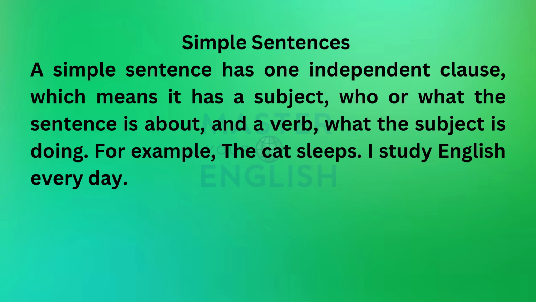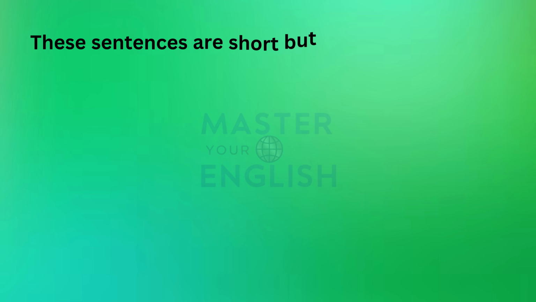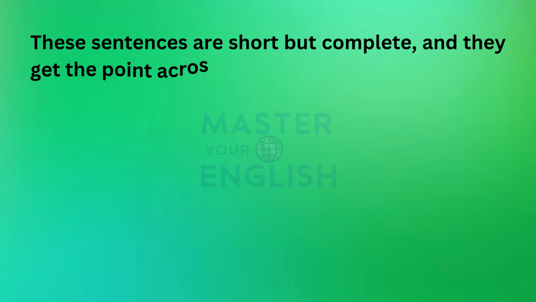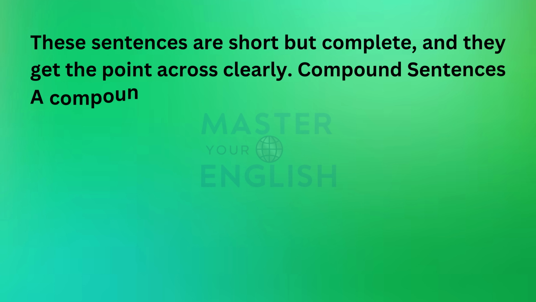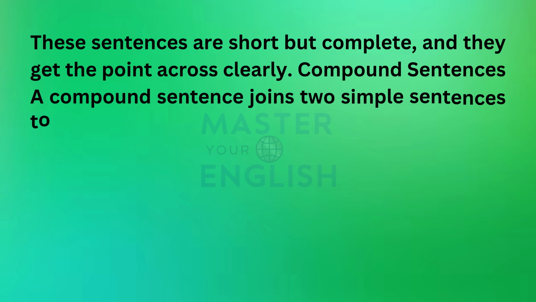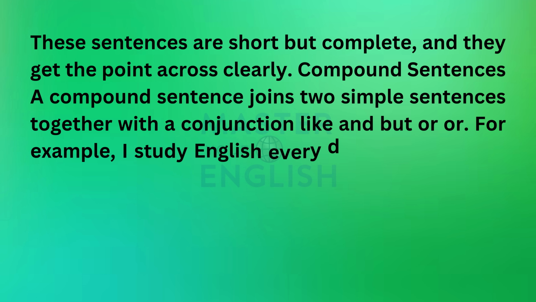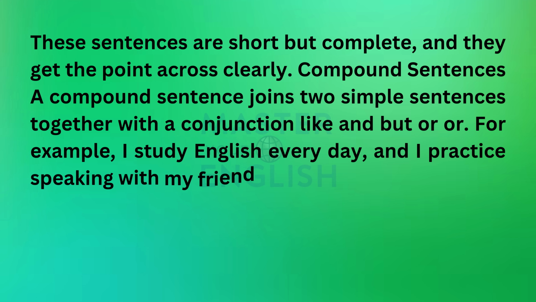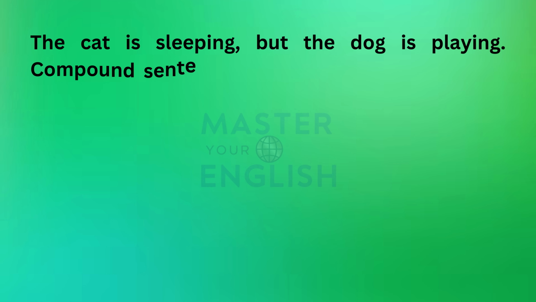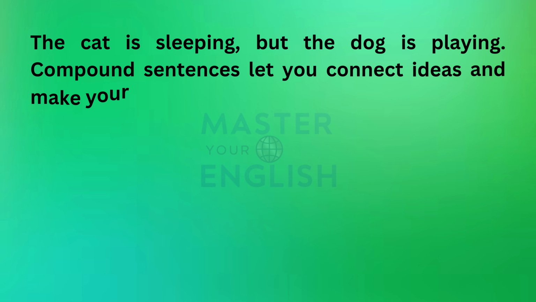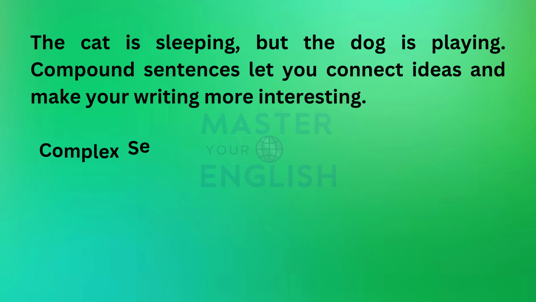For example, the cat sleeps. I study English every day. These sentences are short but complete, and they get the point across clearly. Compound sentences. A compound sentence joins 2 simple sentences together with a conjunction like and, but, or. For example, I study English every day, and I practice speaking with my friends. The cat is sleeping, but the dog is playing. Compound sentences let you connect ideas and make your writing more interesting.